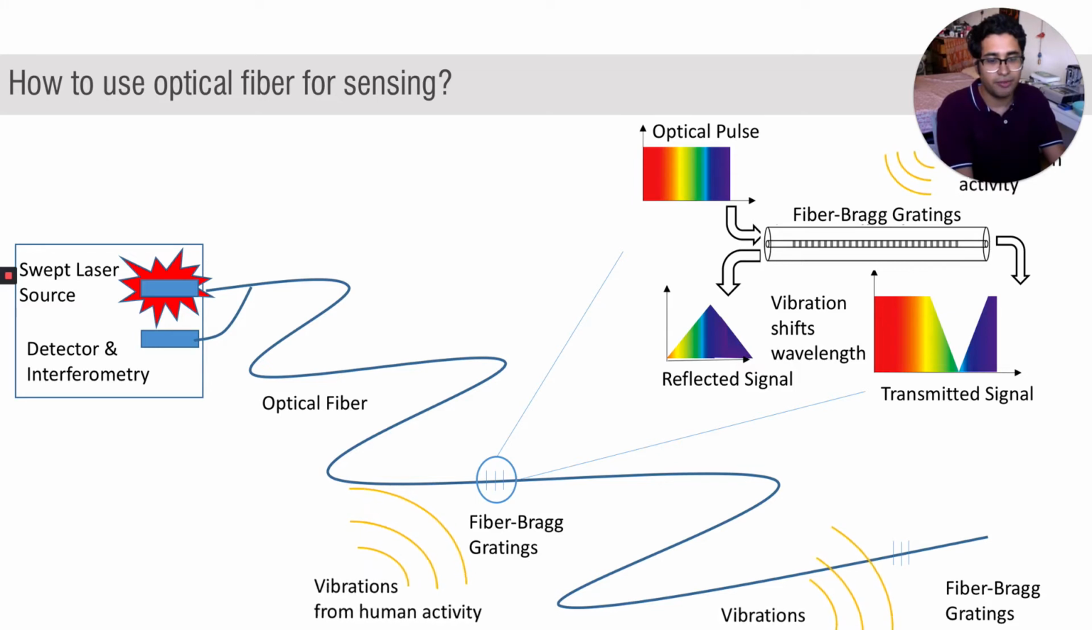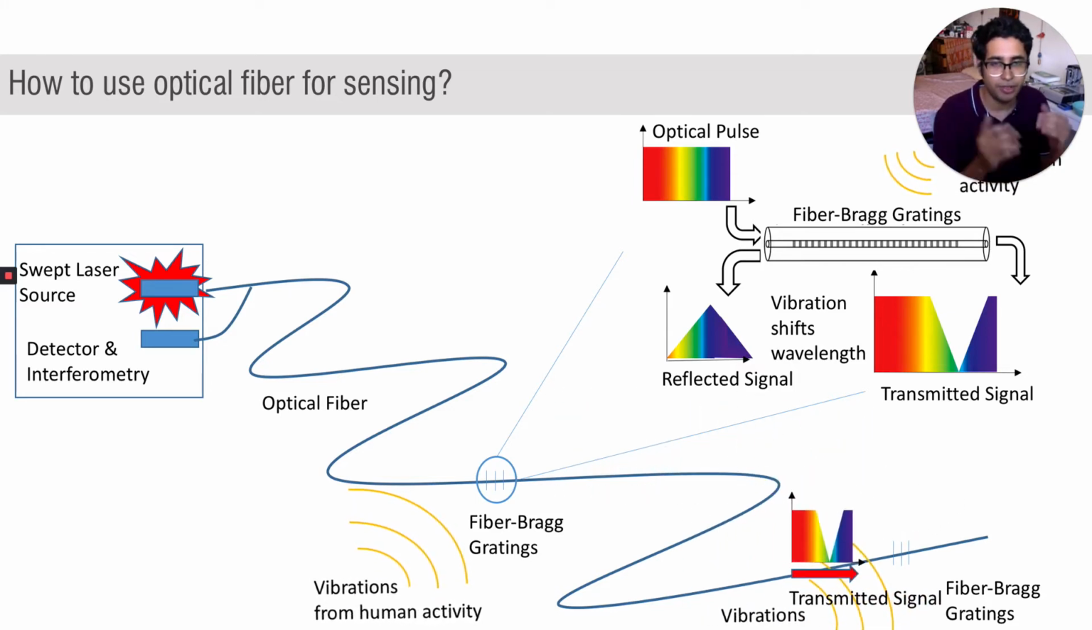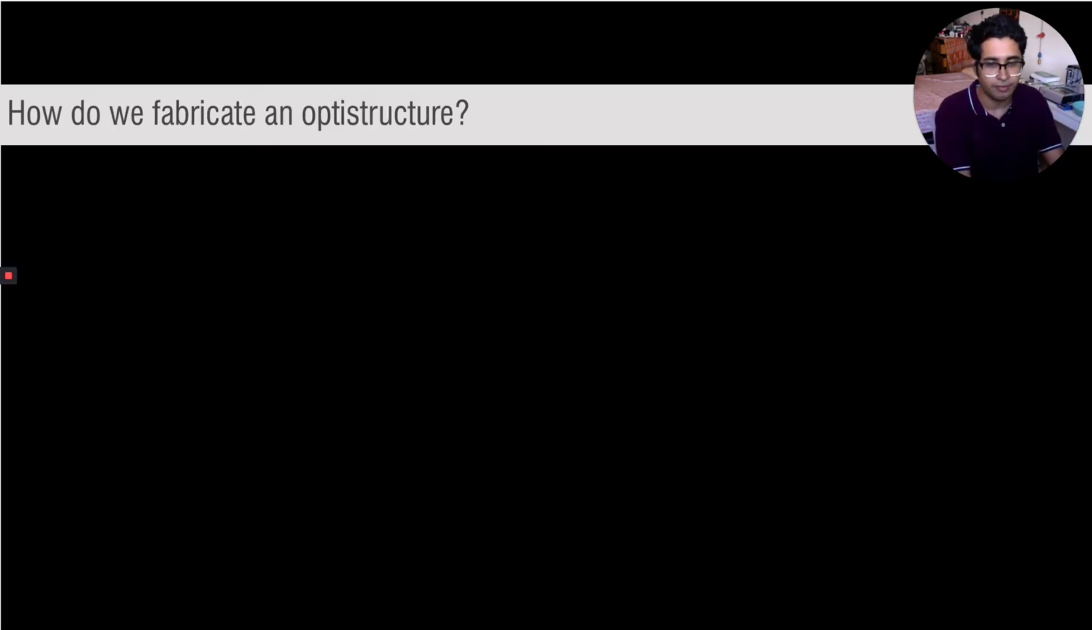Finally, the remaining transmitted signal can be carried further along the optical fiber and can be used for sensing activities at other locations along the fiber. So until now, we've looked at how optical fibers can be used for both sensing and displays. Now let's look at how optical fibers can be integrated into the structures.